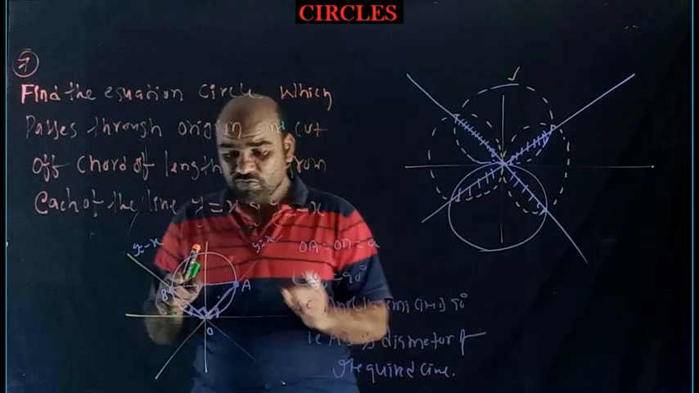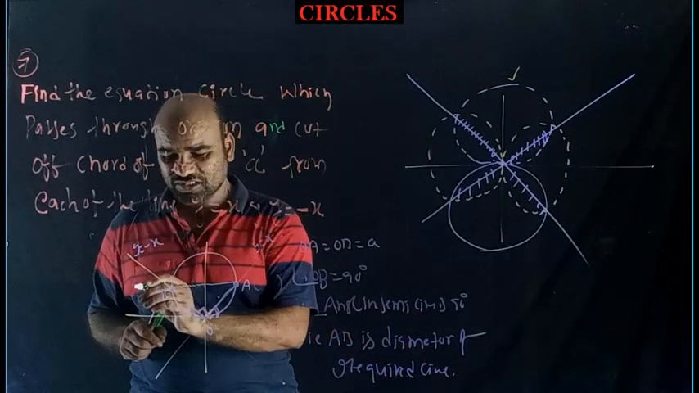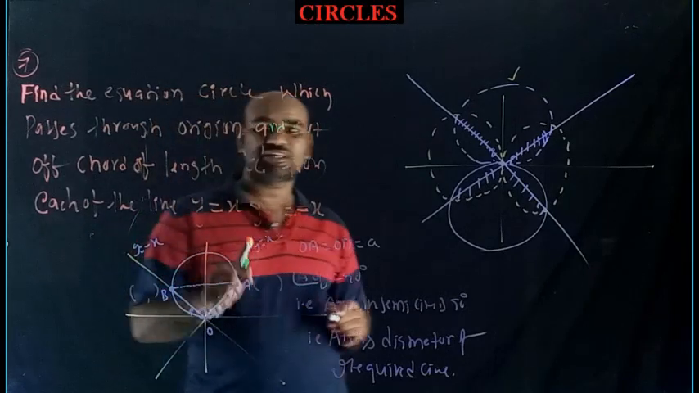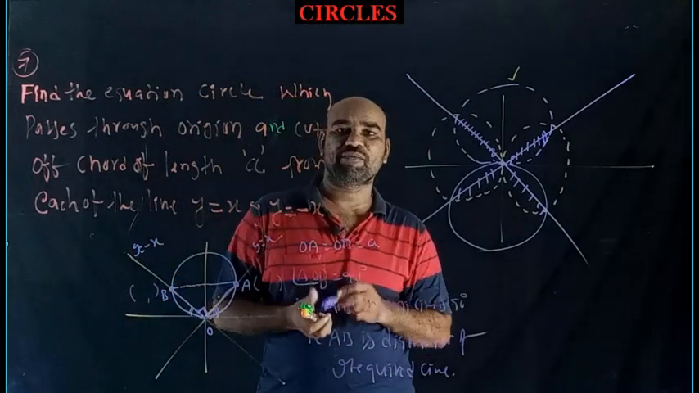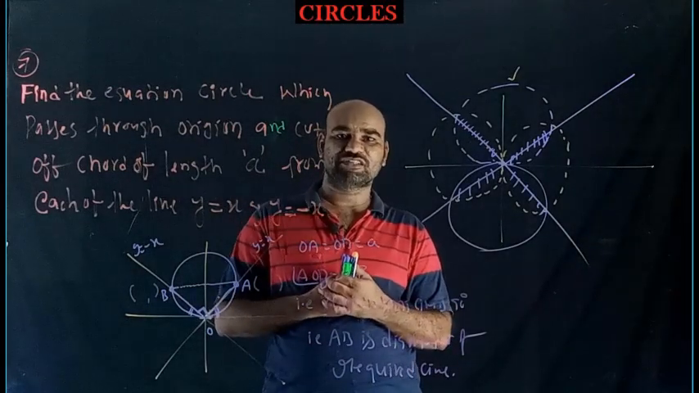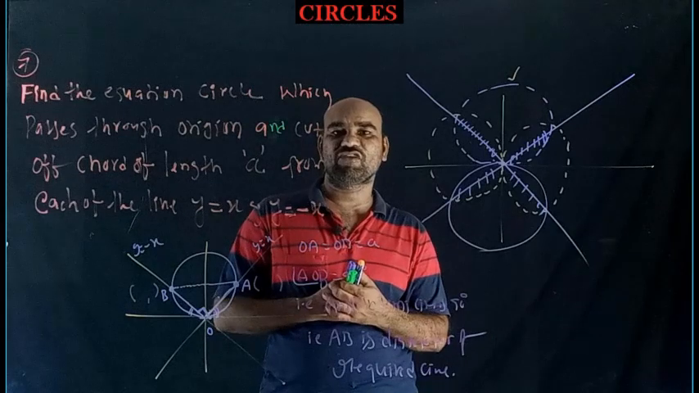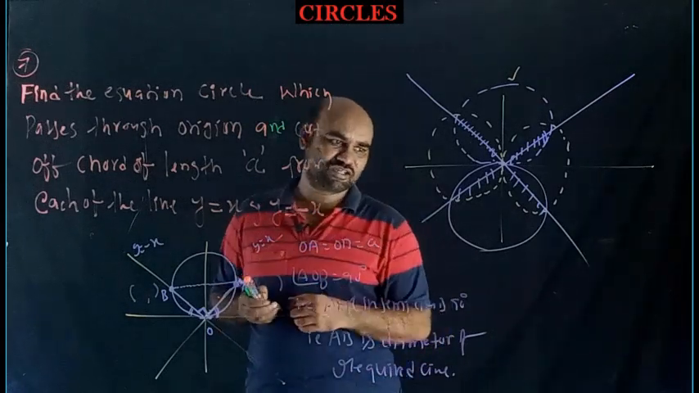Okay, we want to find the equation of the circle. I want the coordinates of A and the coordinates of B. If you know the two extremities of the diameter, you can find the equation of the circle by using the formula (x minus x1)(x minus x2) plus (y minus y1)(y minus y2) equal to 0. So you want to find the coordinates of A. How to find the coordinates of A?